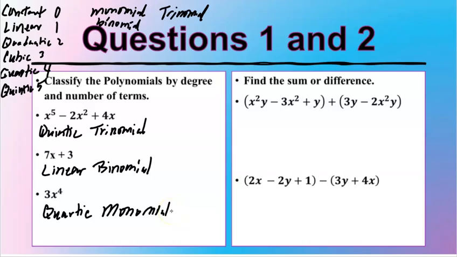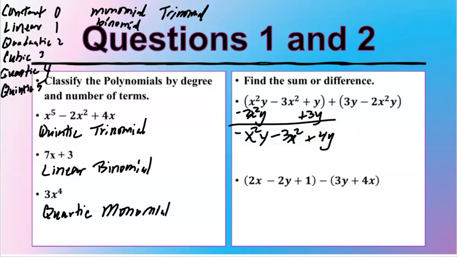Next, find the sum or difference. So here we are adding and subtracting like terms. So I'm going to add the second one here to the first parentheses. So I'm going to line up the terms. So I have a negative 2x squared y, and I have a positive 3y. And if I add straight down, 1 minus 2 is negative 1. So I have negative 1x squared y minus 3x squared, and then plus 4y.